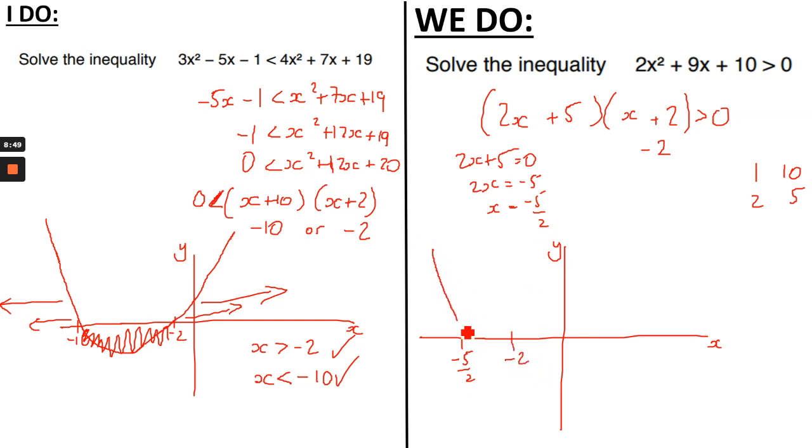We've got a quadratic like so, but I want the part of the graph that is above 0. So I want this part of the graph, and I want this part of the graph. I'm not interested in the bit below the x-axis. So we should have x values bigger than negative 2 or x values less than minus 5 over 2.